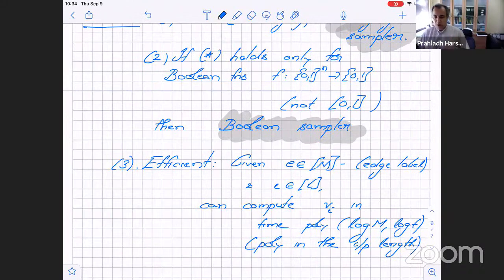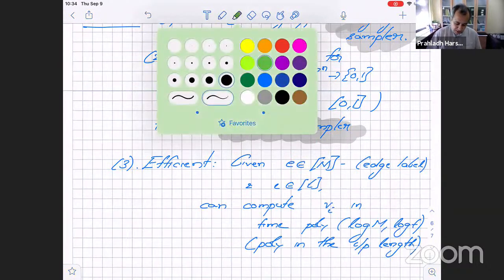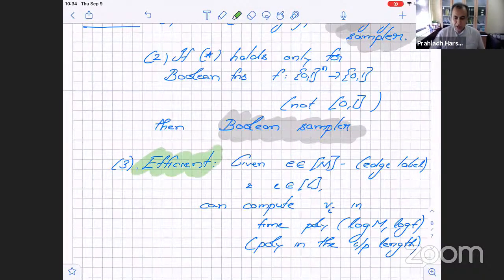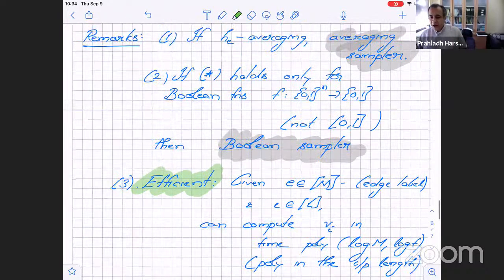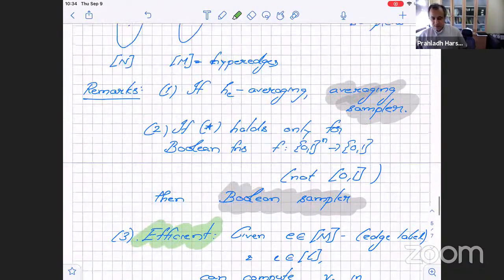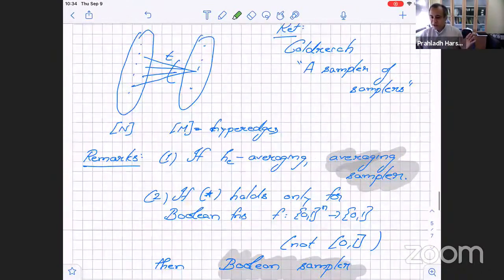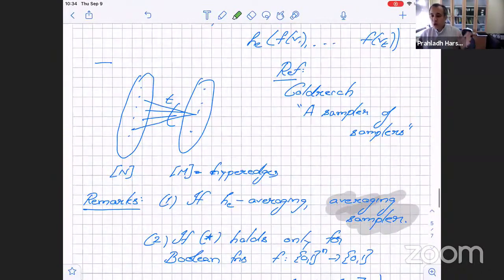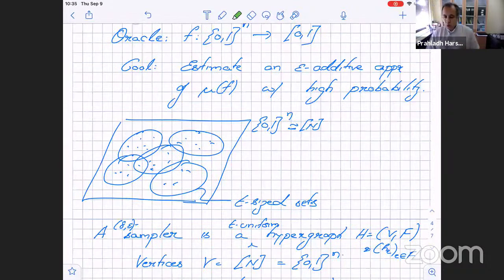So we want a sampler to have this property, but we also want the sampler to be efficient. All samplers which we construct, it will be easy to show that samplers exist. The hard part will be to construct samplers which are efficient. In fact, if you pick a random graph of this size, it will be a good sampler. What do I mean by random graph? No, let's go back to it.